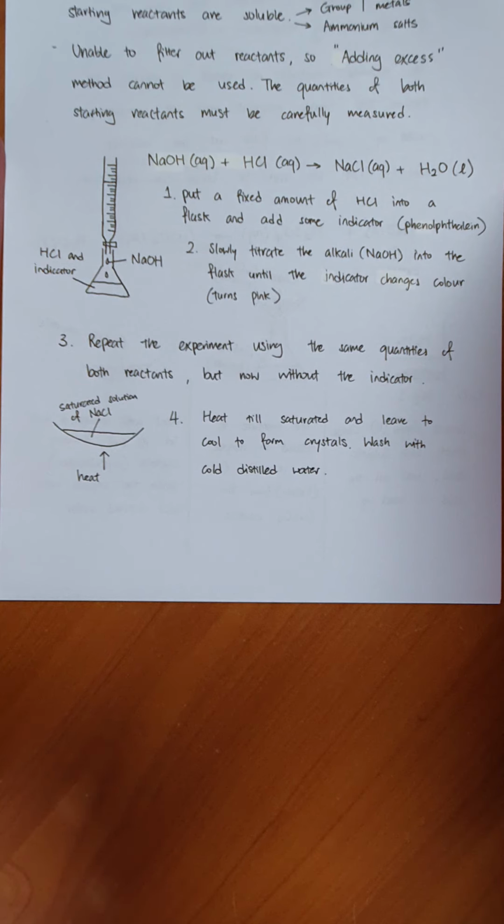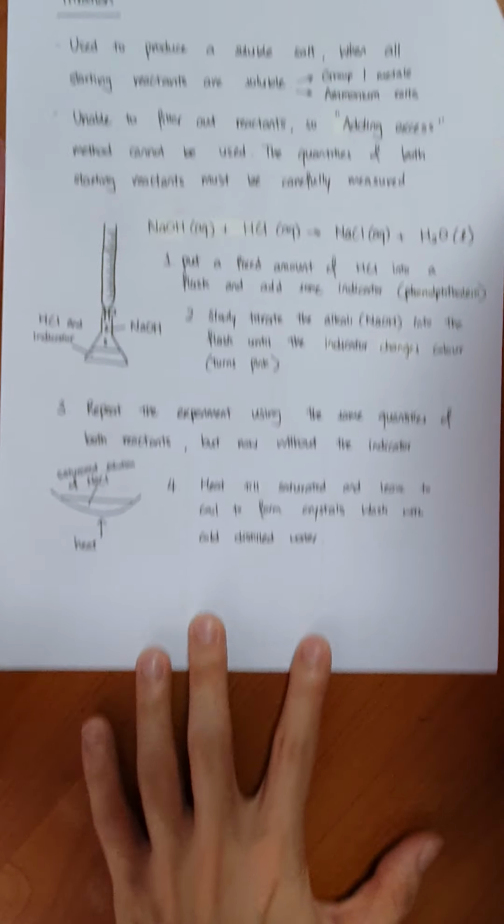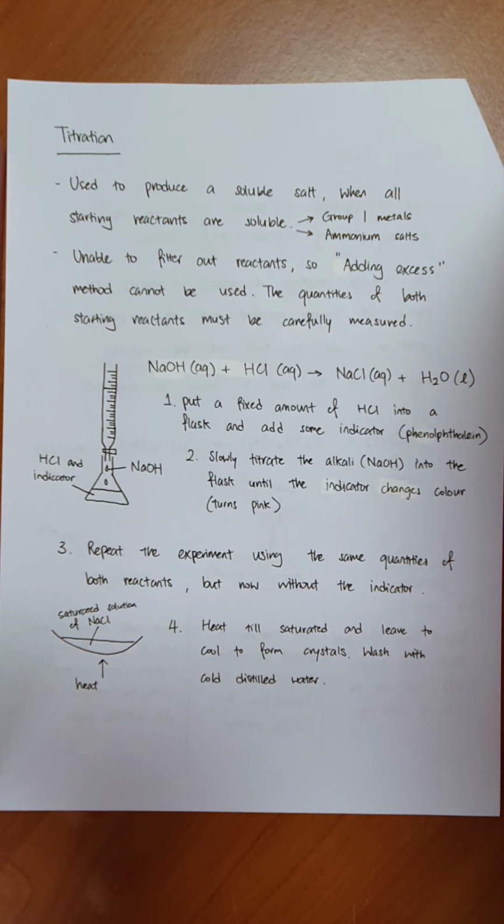That's what titration is all about, because you cannot filter out the excess, so you put both correct, perfect amounts of both components or reactants, okay, to get your salt that you want. So that's the difference between titration and adding excess. In adding excess, you add the excess of the insoluble. In titration, you add the correct amount of both reactants because both are soluble.